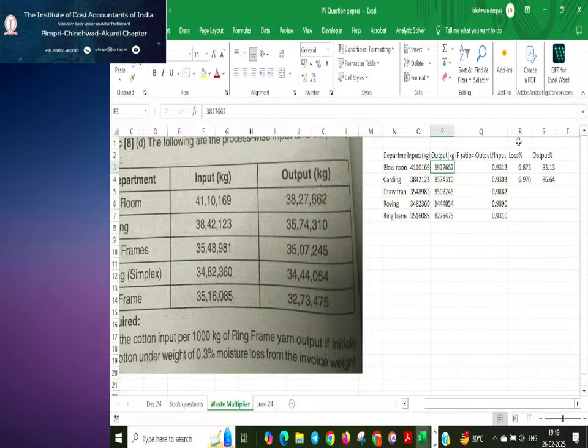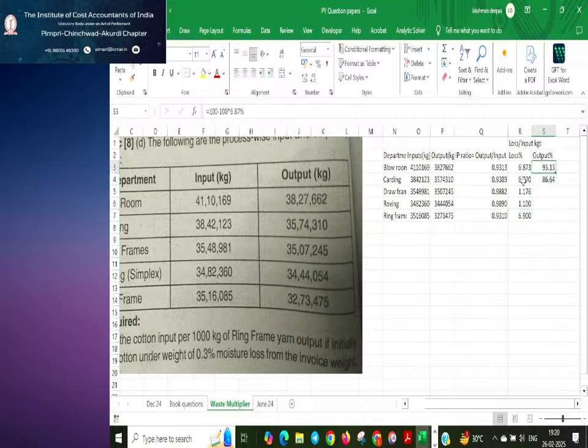So what do I do? Loss divided by input kgs, into 100, gives me this. See, this minus this is the difference, the loss, divided by the input. Clear about this? Similarly, it works for all these things. So if I drag and drop this, these are all my loss percentages.